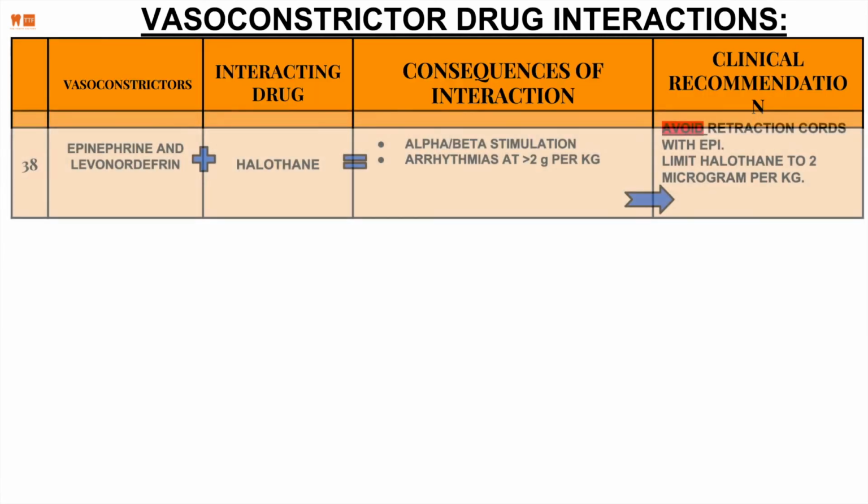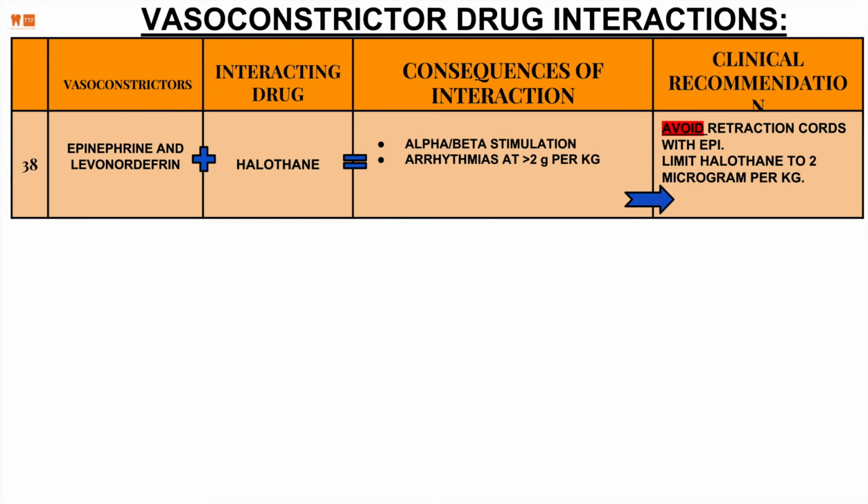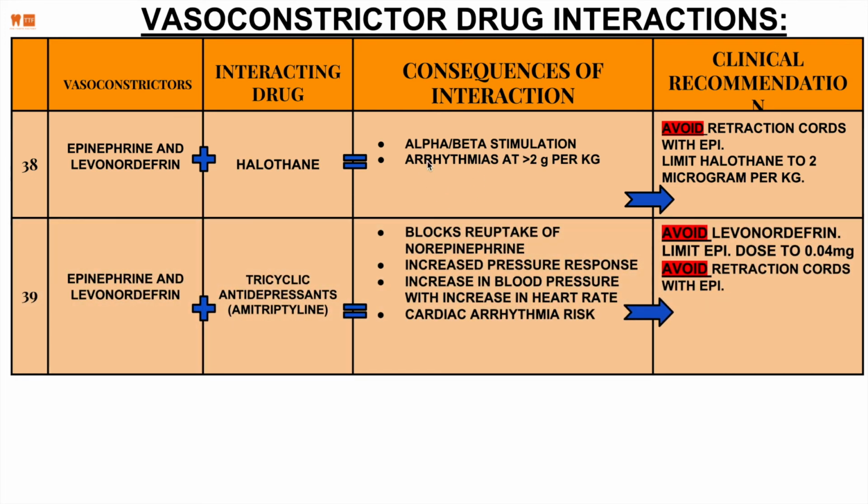So next one. Epinephrine, levonorepinephrine with halothane. Halothane is not used in dentistry as much as we'd like to understand, but just as a drug interactions understanding, when epinephrine is mixed with halothane, it leads to alpha-beta stimulation, leading to arrhythmias, especially with more than 2 grams per kilogram. Avoid retraction cords with epinephrine. Limit the halothane to 2 micrograms per kilogram. So we're just kind of understanding that both of them are stimulating the heart and vessels.